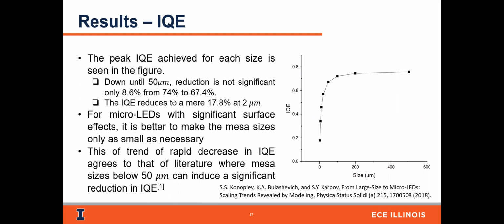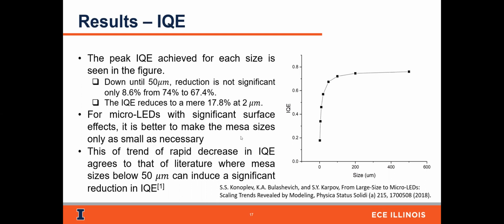Down to around 50 micrometer, the reduction is not significant if your size is above 50 micrometer. But the IQE reduces significantly if you decrease your micro LED size from 50 micrometer down to around 2 micrometer. You can see the significant reduction in peak IQE from around 70% to only 20% at 2 micrometer.